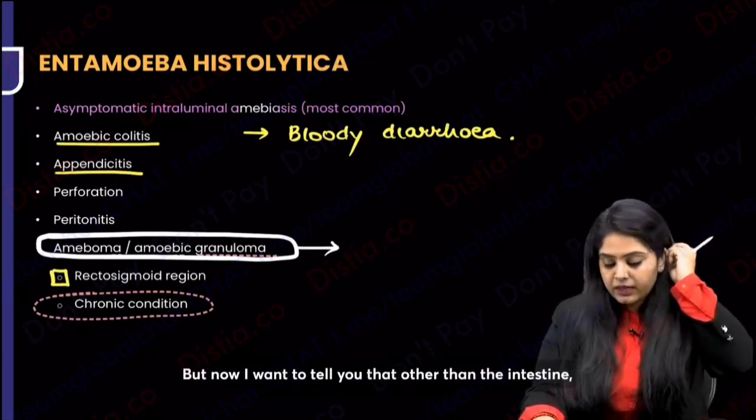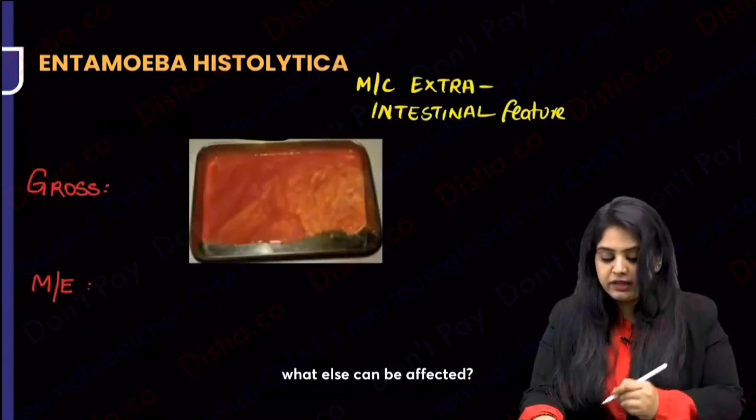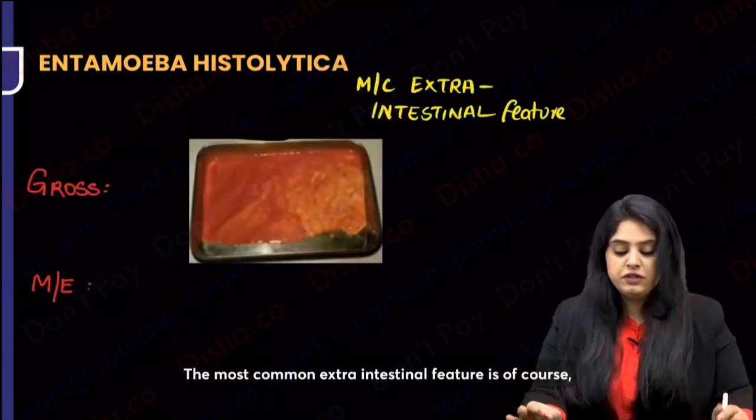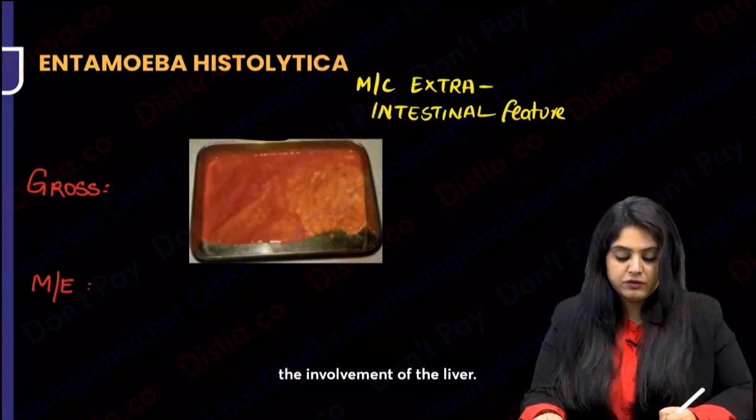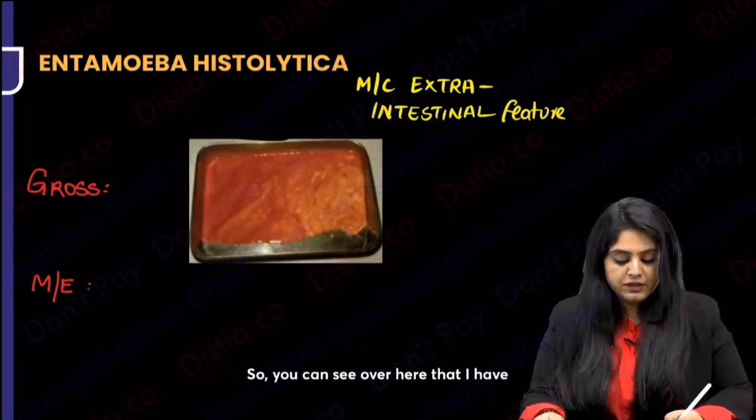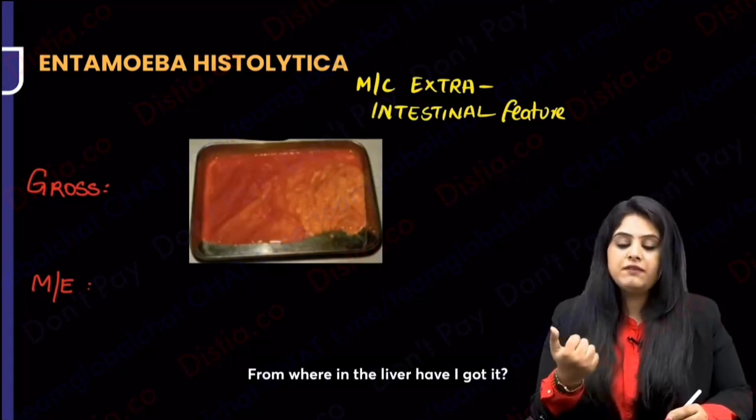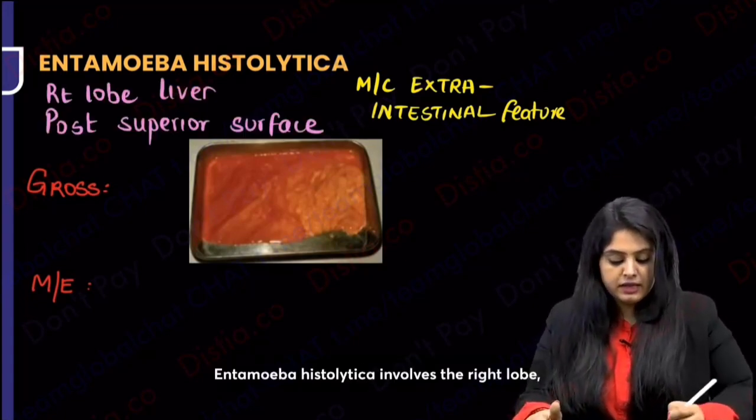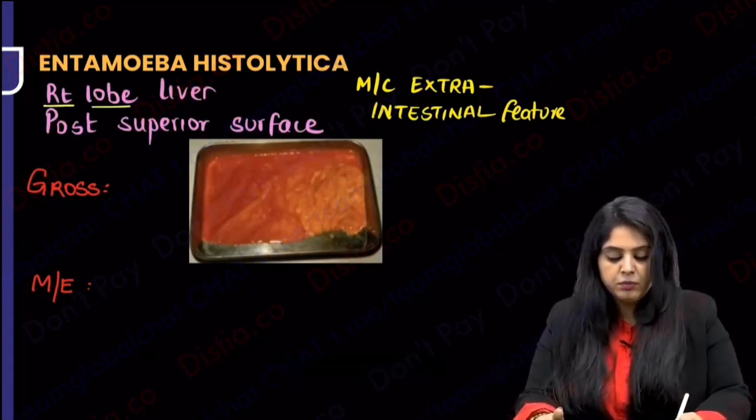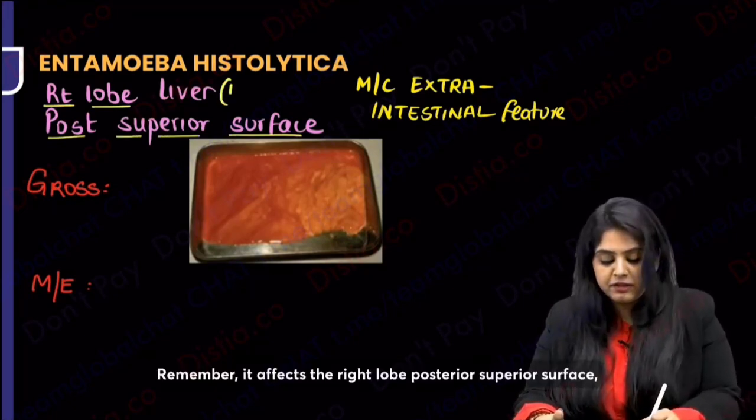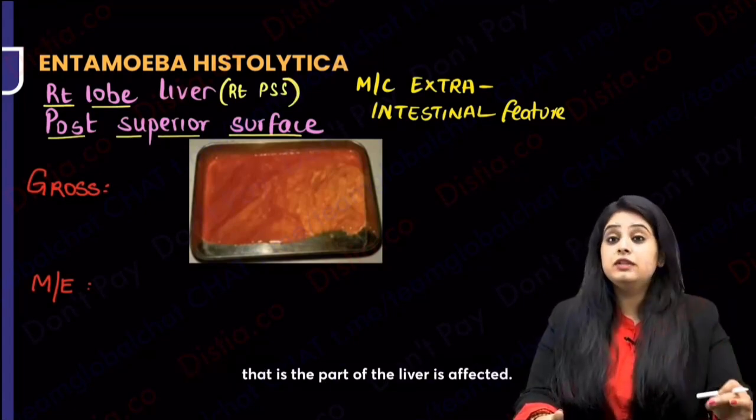But now I want to tell you that other than the intestine, what else can be affected? The most common extra-intestinal feature is, of course, the involvement of the liver. So you can see over here that I've given you this brownish color pus. From where in the liver have I got it? Entamoeba histolytica involves the right lobe posterior superior surface, PSS. Remember, it affects the right lobe posterior superior surface. That is the part of the liver that is affected.